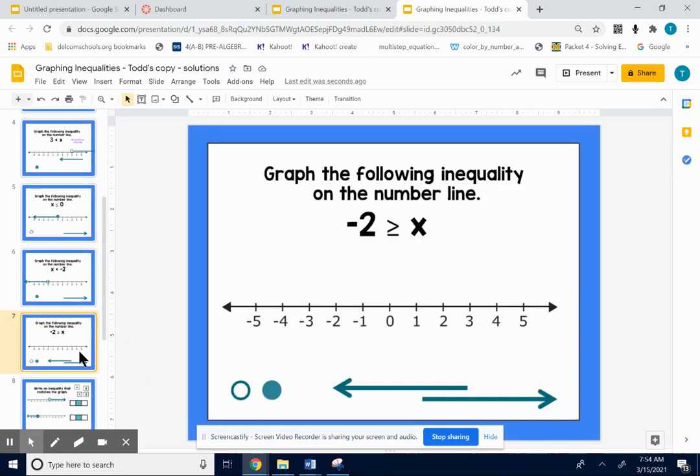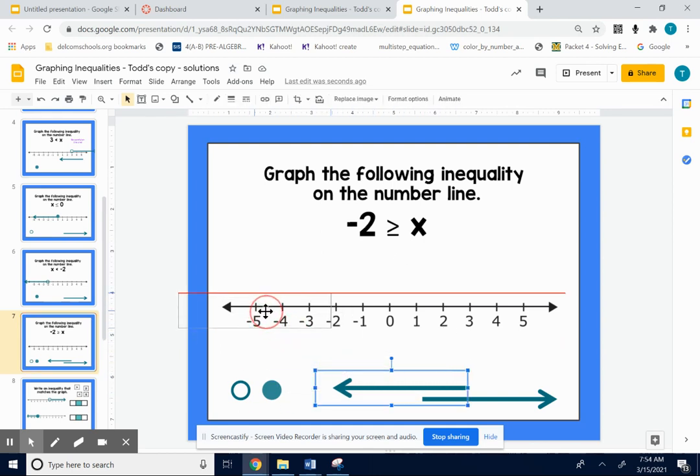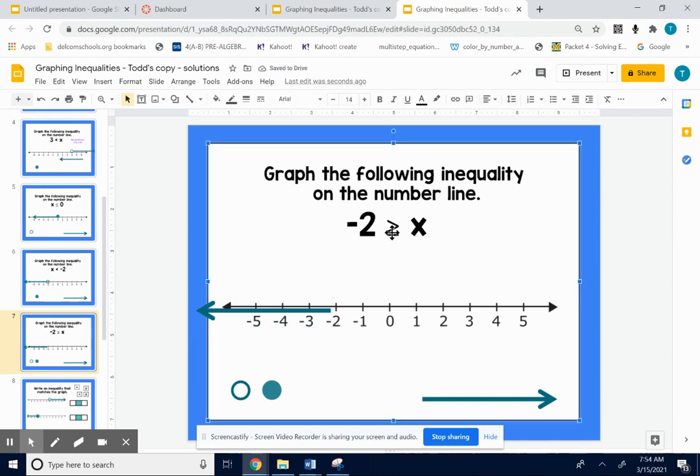Okay, number 7. Negative 2 is greater than or equal to my solutions. Think of x as your solutions. Negative 2 is greater than or equal to my solutions. That means my solutions are less than or equal to negative 2. Kind of like saying if 5 is greater than 2, that means 2 is less than 5. So x is less than or equal to negative 2. So I need to be to the left of negative 2. There's an equal part in this inequality, so that means the negative 2 is included.